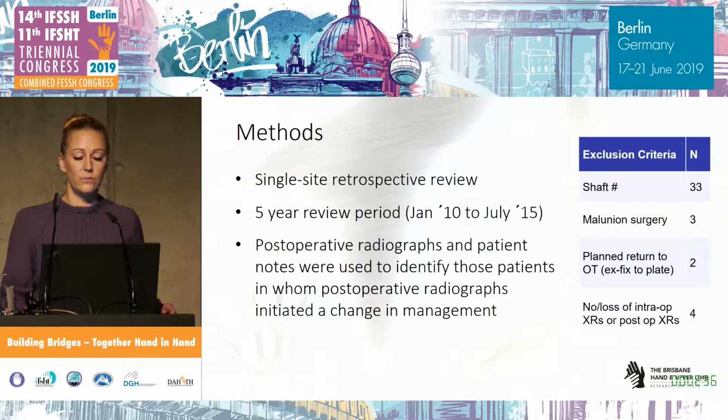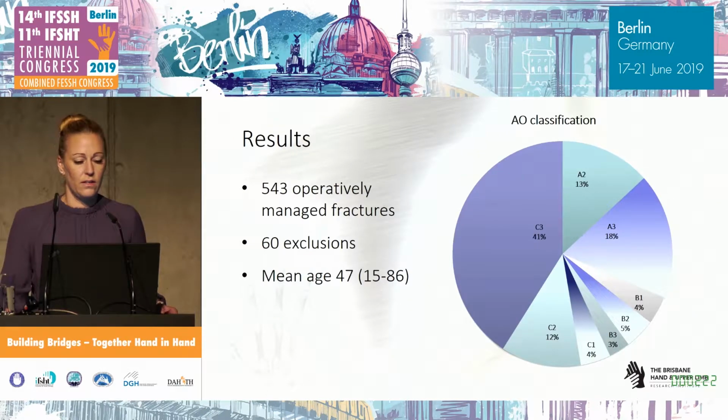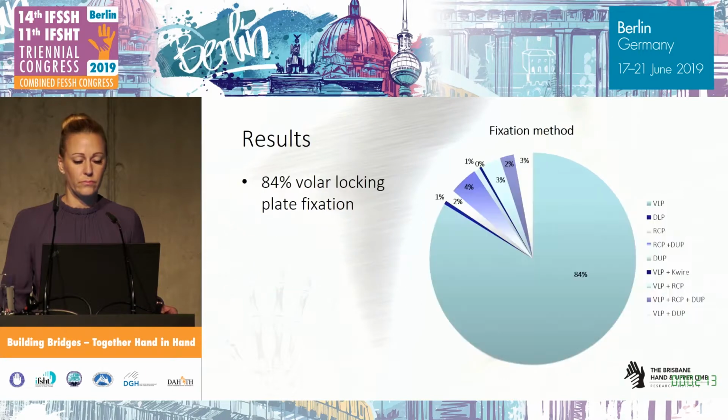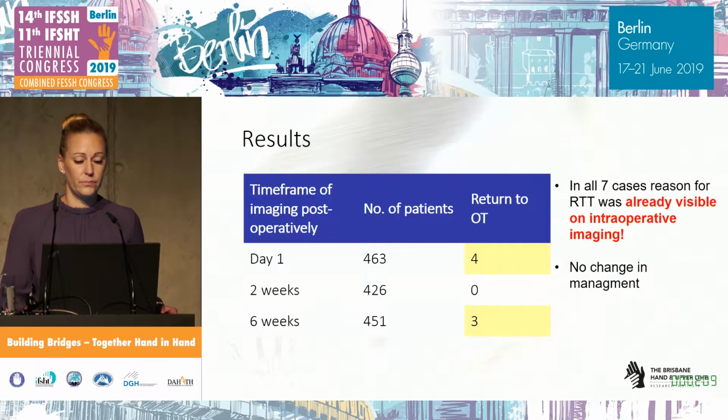So we did a single-site retrospective study of a period of 5 years. Our exclusions were shaft fractures and malunions, as well as planned return to theater, such as X-fix to plate, and of course, if we lost the X-rays. We found 543 operatively managed fractures, and 3/4 were complex and intra-articular. 84% were fixed with a volar plate.